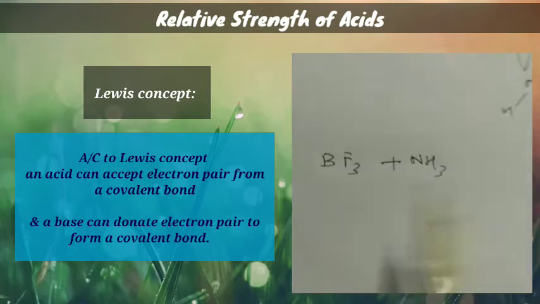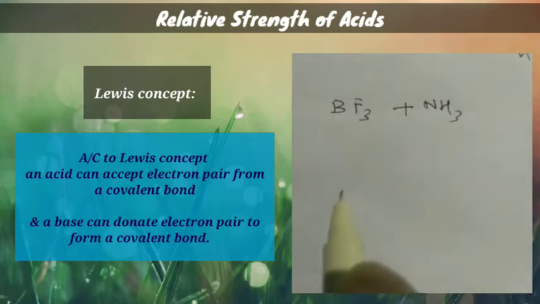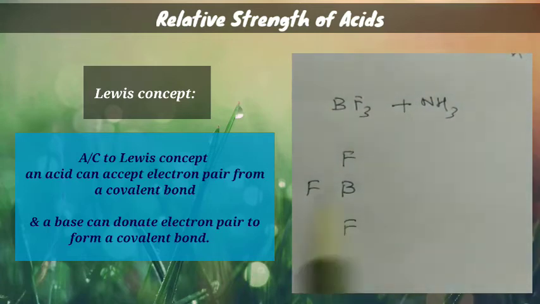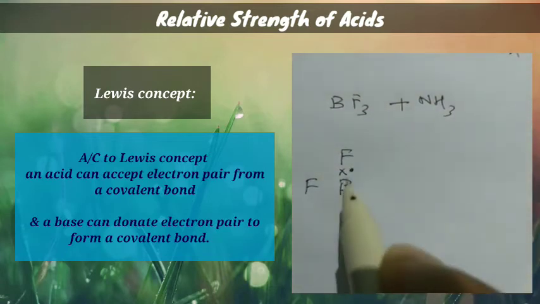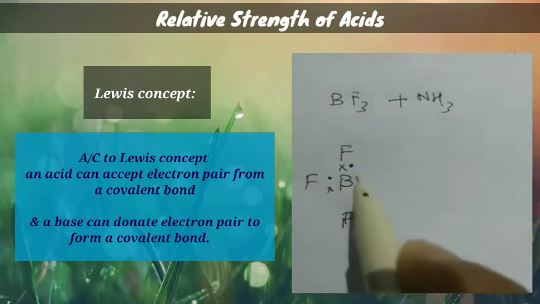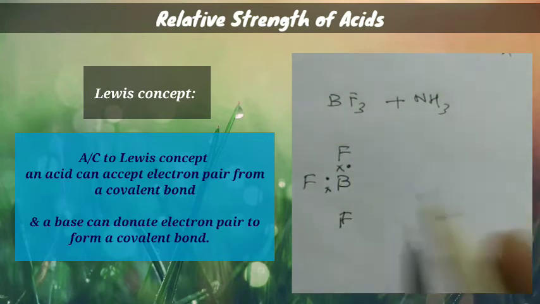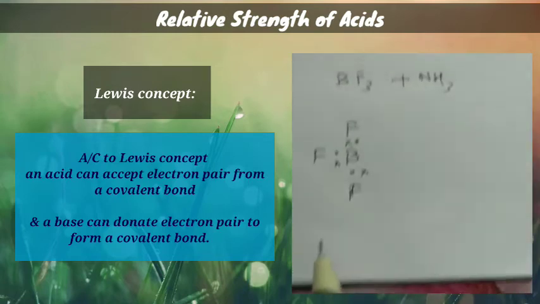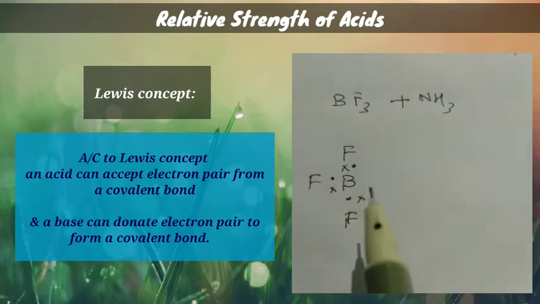Clear? Similarly, in the case of BF3, if you draw the structure, it will be like that. I think you have gone through these things in higher secondary classes. Let's suppose this is coming from the fluorine, and this is coming from the boron, because boron has how many electrons? 3 electrons in the outermost orbitals. So try to find it out by yourself. What is the boron configuration? I think you know how to write configuration, no?